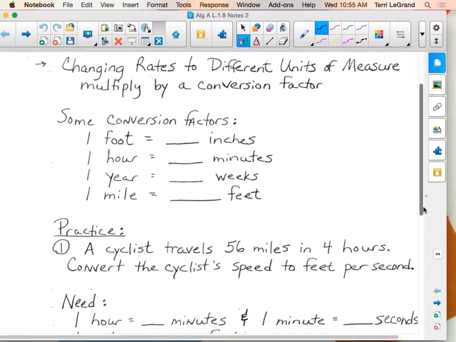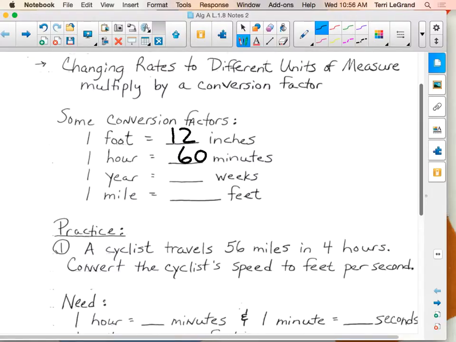So let's talk about what conversion factors are. What do they look like? We know lots of conversion factors, believe it or not. One of them would be something like this: 1 foot is the same as 12 inches. This is considered a conversion factor. You can count on 1 foot always equaling 12 inches. You can count on 1 hour always being the same as 60 minutes.